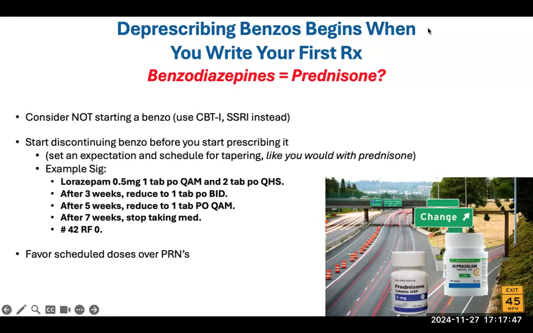And I would say, go ahead and use this. Use it on a scheduled basis. Don't wait until you need it. Go ahead and take this. But the expectation is we're going to take you off of this over time.